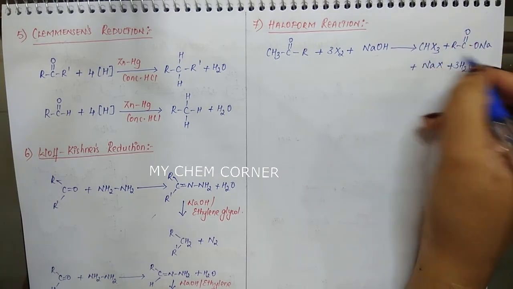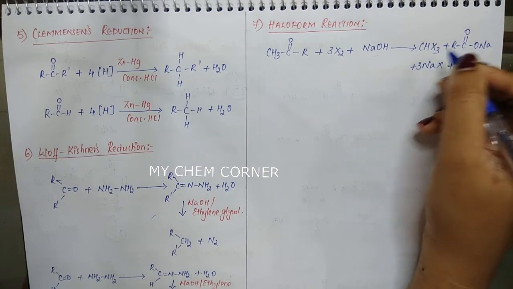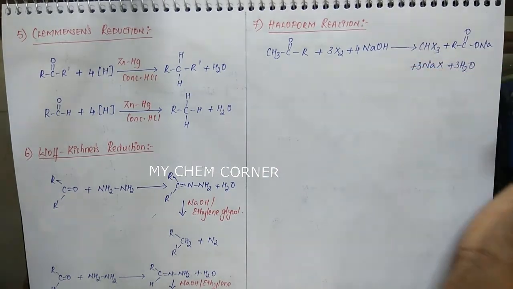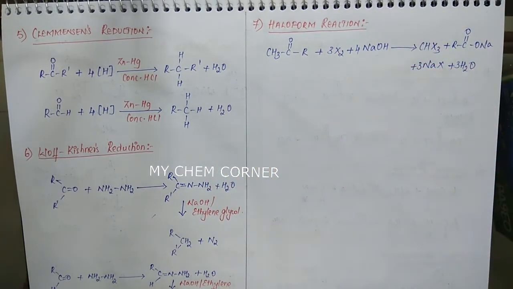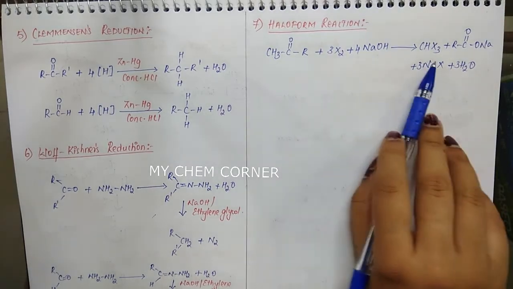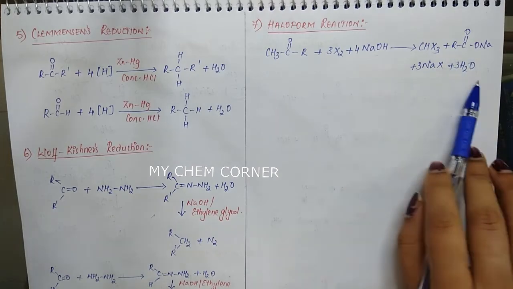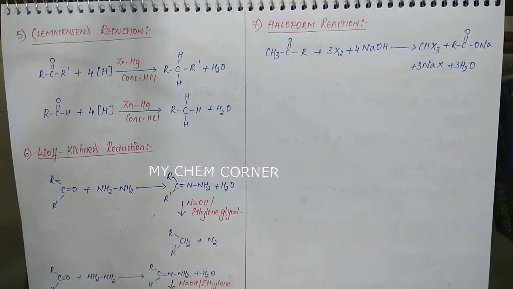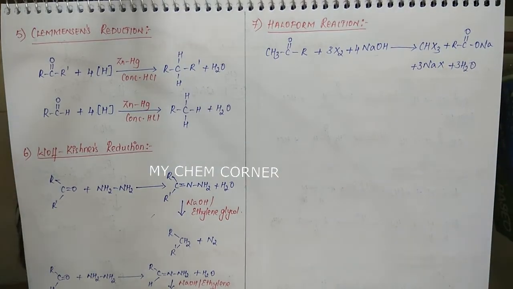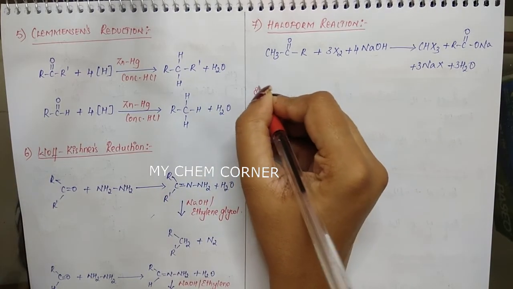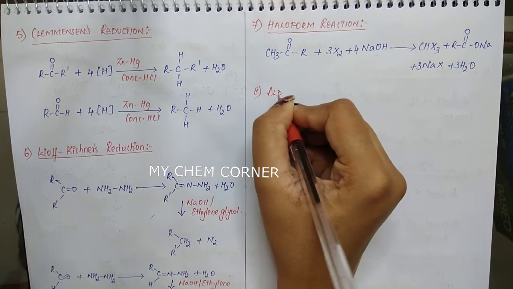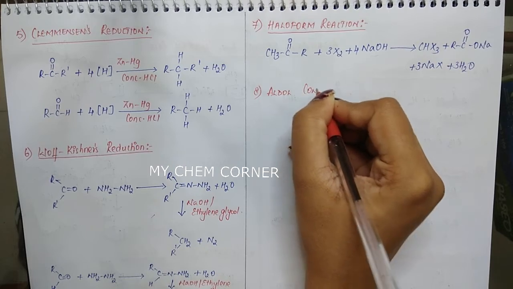There's a mechanism to this, but for the state board level, we don't really have to write the mechanism. If you know from where which product is being formed, you just have to go back and balance the entire equation for this. So our next one is aldol condensation.